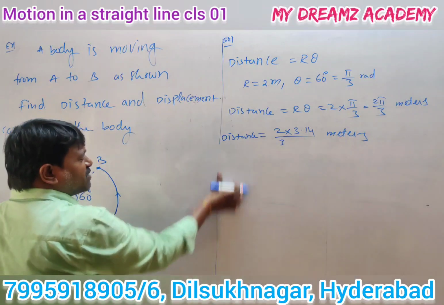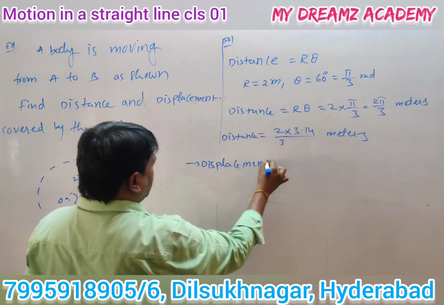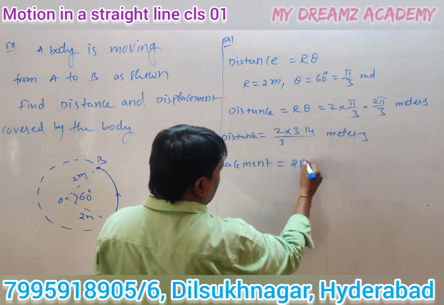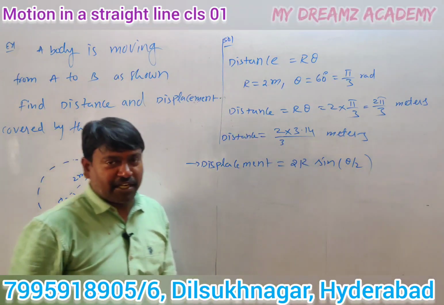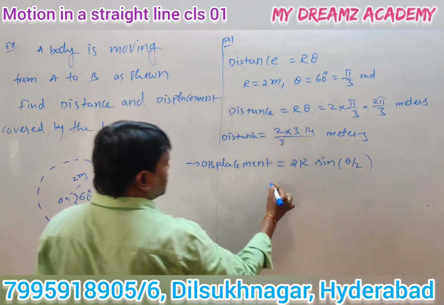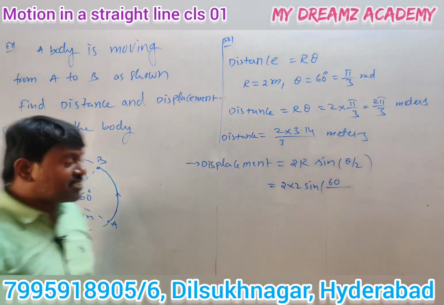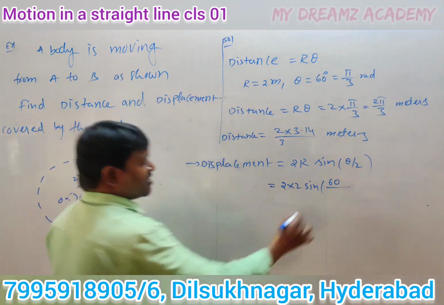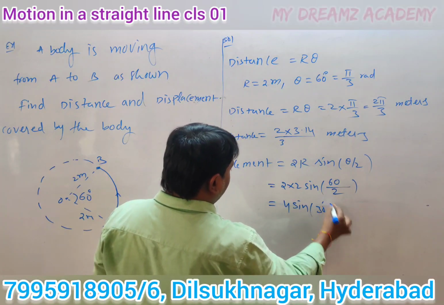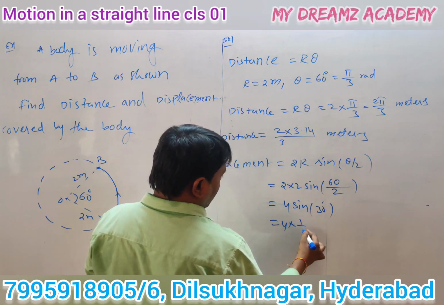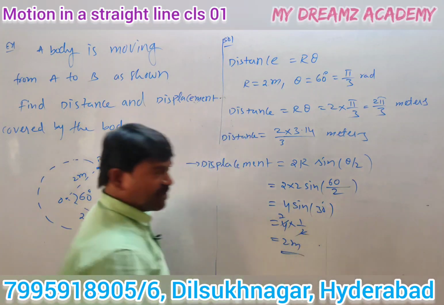And what is the displacement in case of an arc? We have derived one formula: 2r sin theta by 2. What is the r value? r is 2 meters. Theta, the angle made by the arc, is 60 degrees. 60 by 2 means 30. So 2 into 2, 4 sin 30. Sin 30 value is 1 by 2, sorry, 1 by 2. So 4 times 1 by 2 is 2 meters. That is the displacement covered by the body.